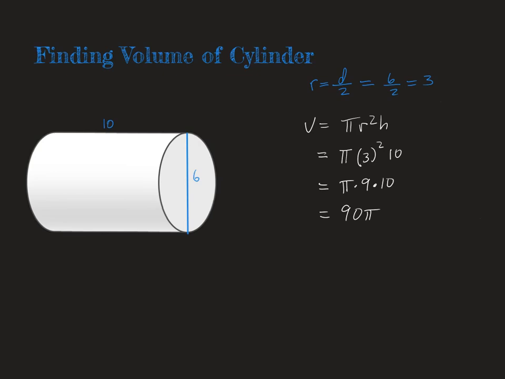If I tell you that you need to give me to 1 or 2 decimal points, the only thing you need to do is multiply by 3.14. So let's say I tell you to multiply by 3.14, and you're going to do an approximation, which is going to be 282.6.